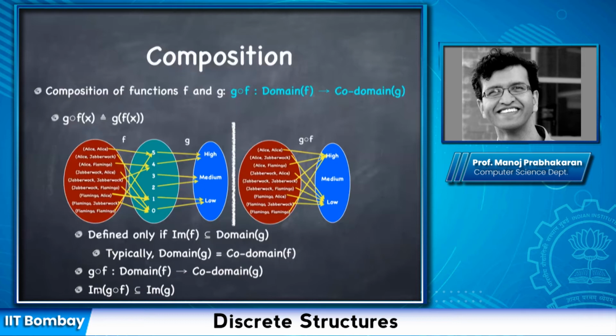So all we can say is that the image of g of f is a subset of the image of g. It need not be all of the image of g. That depends on how the output from f hits the elements in the domain of g. Okay, so that's all for now. We'll continue with different kinds of functions in the next video.